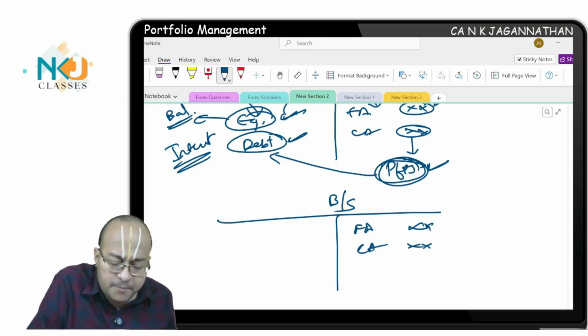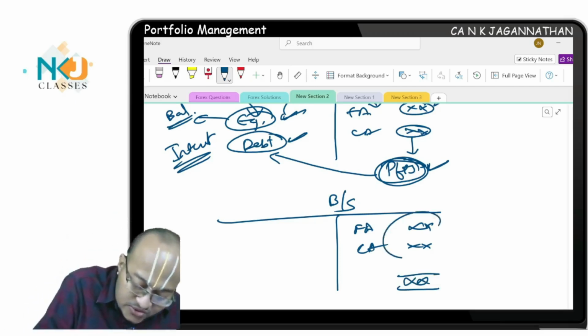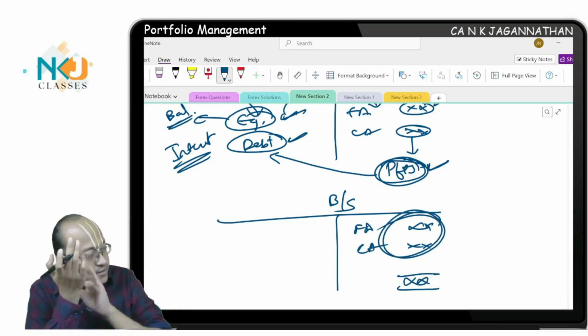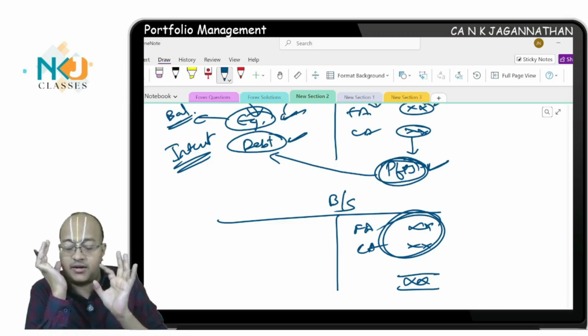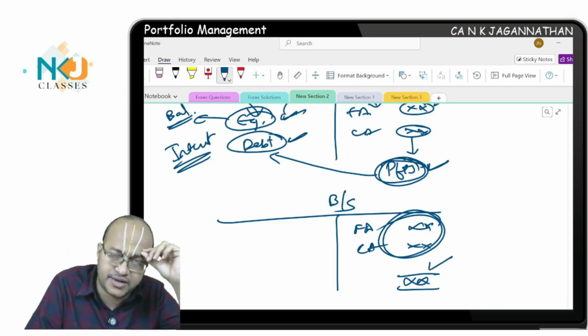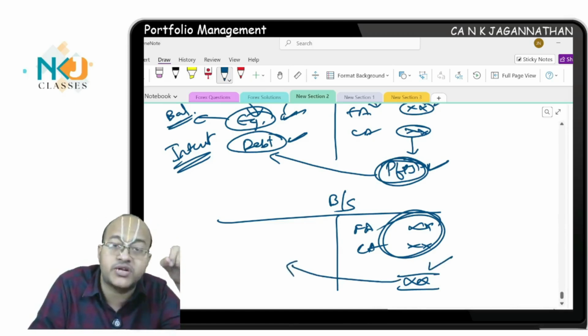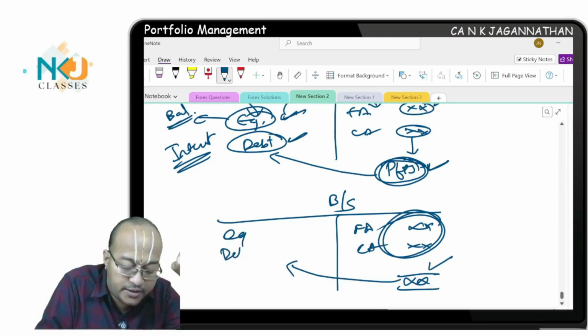Which means, you tell me, what is the source of this variability? The source of this risk is also the same place. Are you all understanding? So the asset is generating the return, and the source of the risk is also the asset only, correct? The risk is generated by this asset, and the risk is also to be shared among equity and debt.